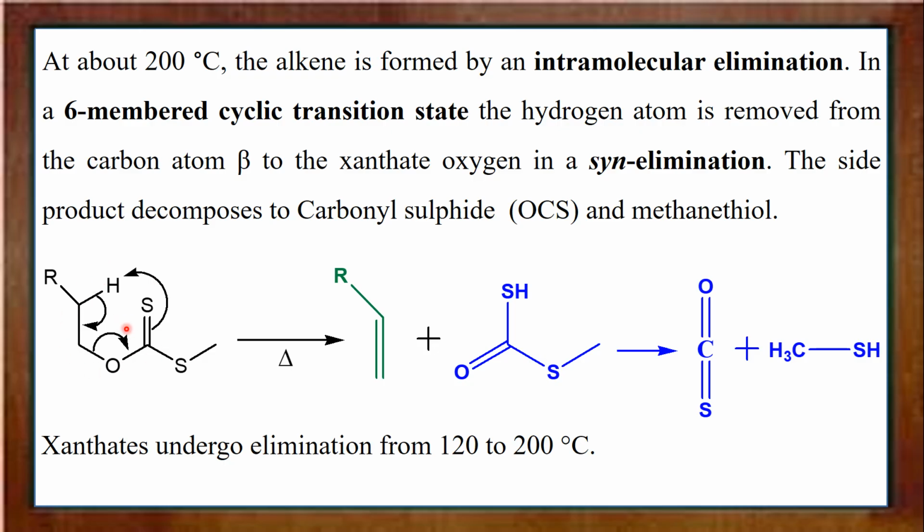From that, on further heating, the sulfur takes up this hydrogen completely, pushing this bond here. So a double bond is generated. Once a new bond is formed here, this bond is taken up by oxygen. That is how we end up with an alkene here, along with another product which decomposes to carbonyl sulfide and methane thiol.